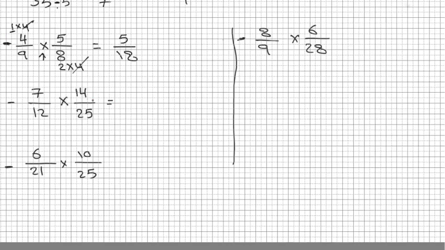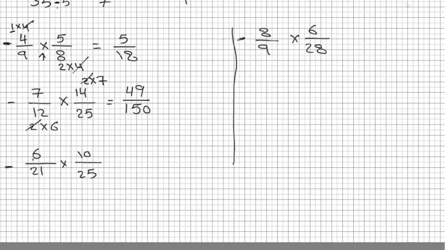We have another one. We have 7 over 12 multiplied by 14 over 25. 14 and 12. 14 is 2 times 7. 12 is 2 times 6. We can simplify 2 with this 2. Now we have 7 times 7. The answer is 49, over 6 multiplied by 25 is 150.